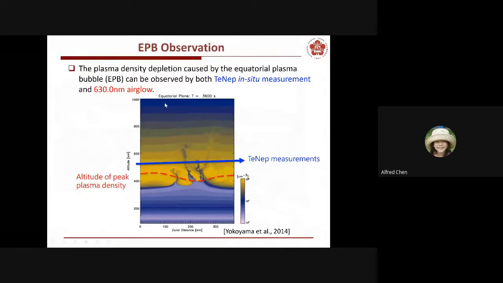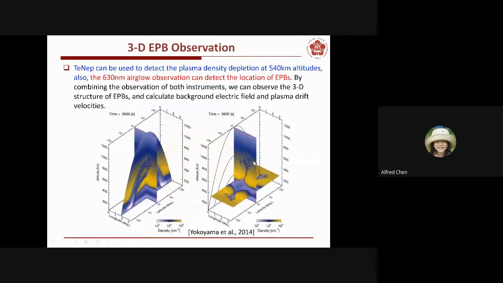And the EPB, the equatorial plasma bubble, is a plasma density depletion. This can be observed by TNEP in situ measurement and 630 airglow. So if we have TNEP measurements over here, and we can see the altitude of the peak plasma density is also here. Okay, so by the measurement here, we can have a cartoon here.